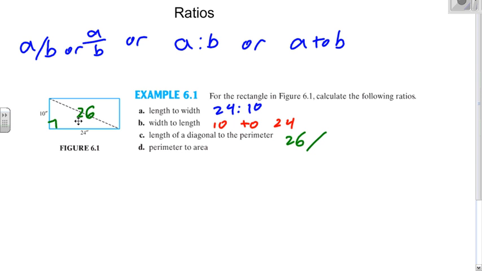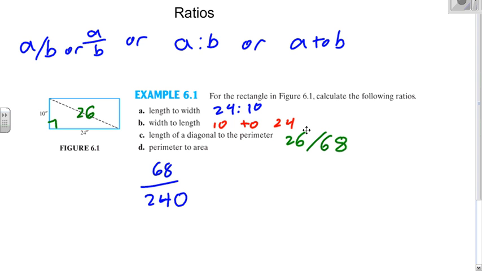And compare that to the perimeter. Perimeter is going to be 24 plus 24 plus 10 plus 10. So we have 48 plus 20 is 68. And last, we're going to compare perimeter to area. Perimeter is 68, we just found. The area, base times height, 24 times 10, 240.